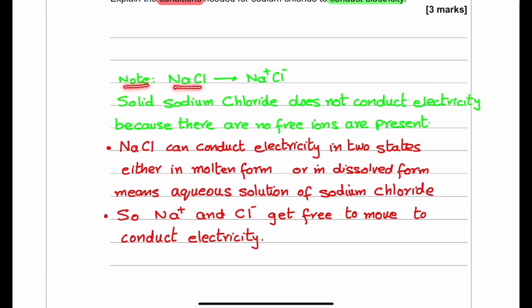Note that NaCl has sodium ion Na plus and chloride ion Cl negative. Sodium chloride doesn't conduct electricity in solid state because no free ions are present. Sodium chloride can conduct electricity in two states, either in molten form or in dissolved form, meaning aqueous solution of sodium chloride. So Na plus and Cl negative ions are free to move to conduct electricity.